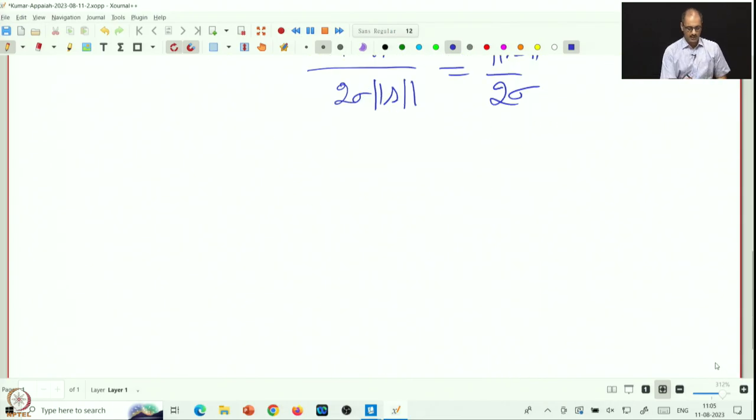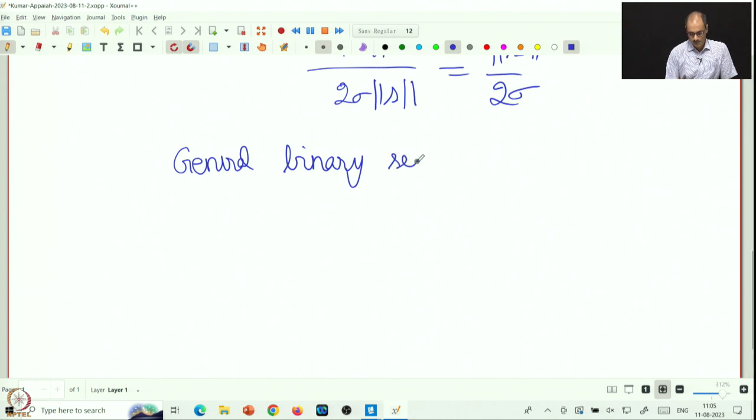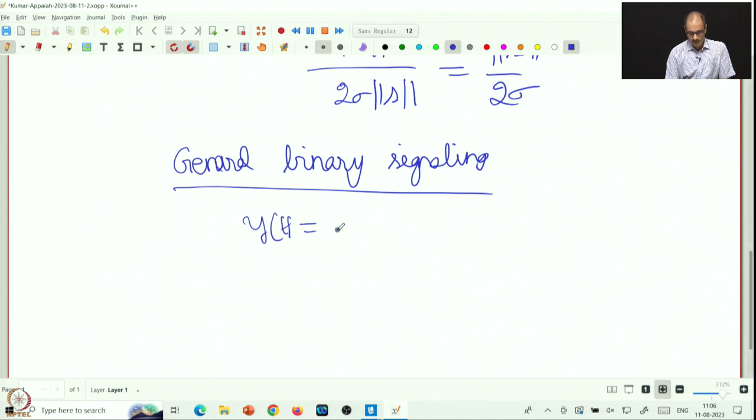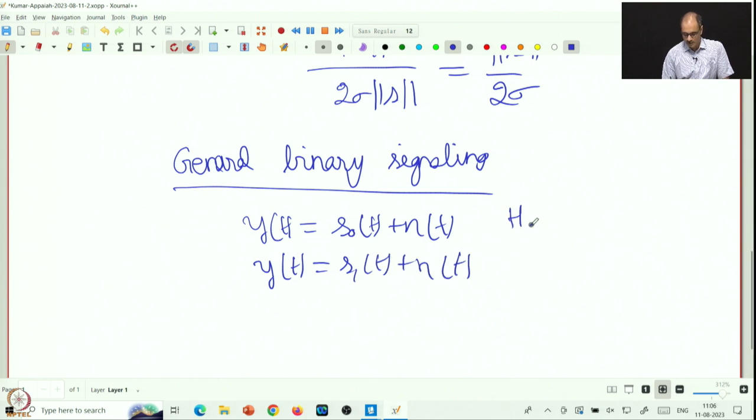I'm just going to write this in a general way. General binary signaling. In general binary signaling, you have y of t is S0 of t plus n of t, or y of t is S1 of t plus n of t. That is, if you send 0, S0 of t is transmitted. If you send 1, S1 of t is transmitted. No prizes for guessing: if you set S0 to the zero signal, you get the same thing back as you did in the previous situation where you did on-off. Let us now understand, using the exact same tools, how to find the optimal decision region and so on.